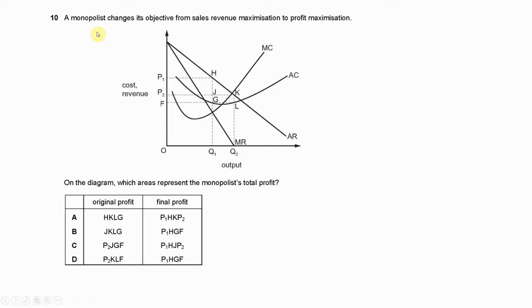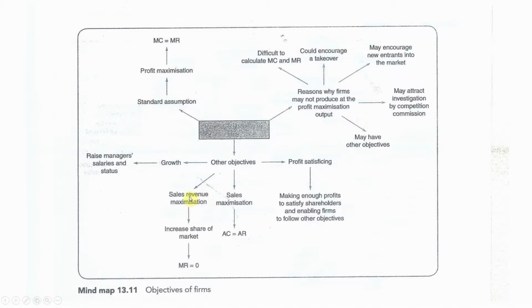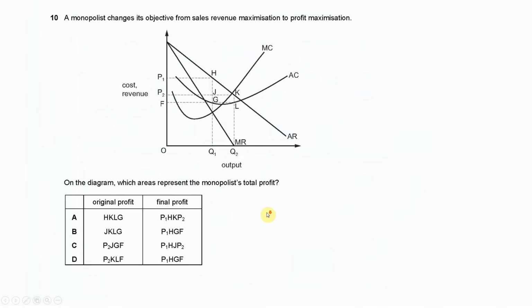Here, a monopolist changes objective from sales revenue maximization to profit maximization. So this is an interesting graph. First of all, sales revenue maximization. Again, if we go back to this, sales revenue maximization was marginal revenue equals 0. So we find marginal revenue equal to 0 over here. To profit maximization quantity to here. So again, the firm can only change its output, and when it changes its output, the market has a price associated with that. So first comes a change in quantity, and then the market says the price level for that quantity. So on the diagram, which area represents the monopolist's total profit?